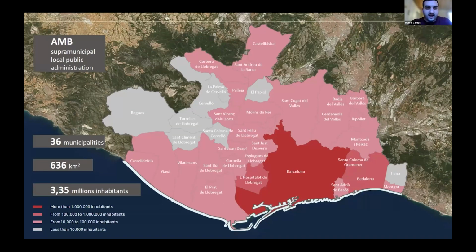Maybe it helps. We are 36 municipalities, 636 square kilometers. That means a lot of people in the same place, and also a lot of energy consumption but small energy generation, so more consumption than generation. That is going to be important because it means that everybody lives in tiny buildings, in multi-family buildings, and that has some impact on how we live and how we understand our realities.